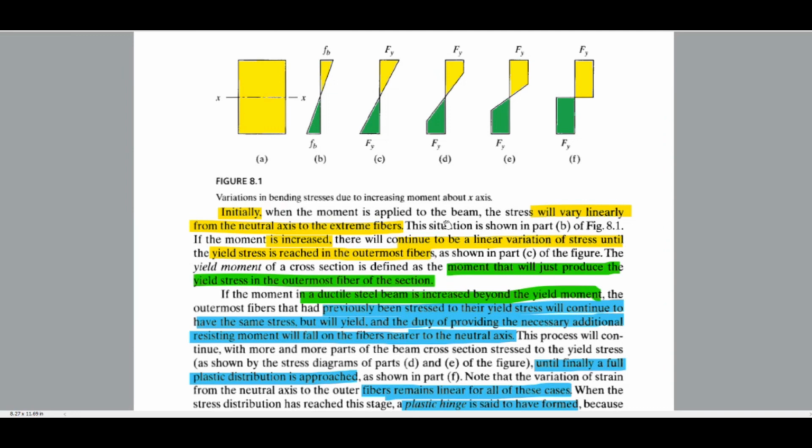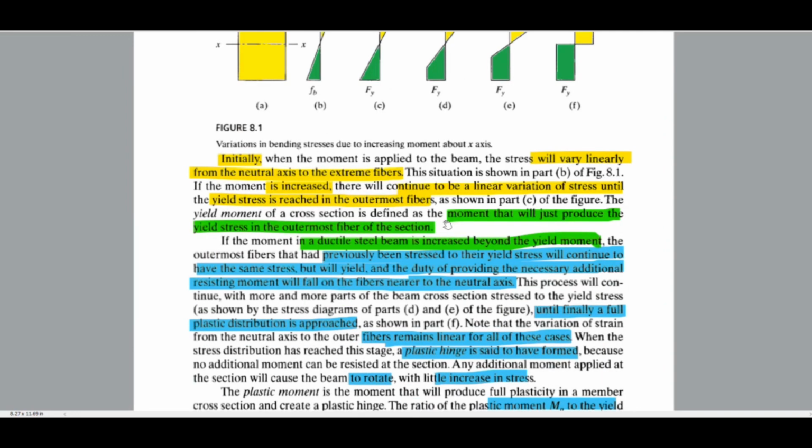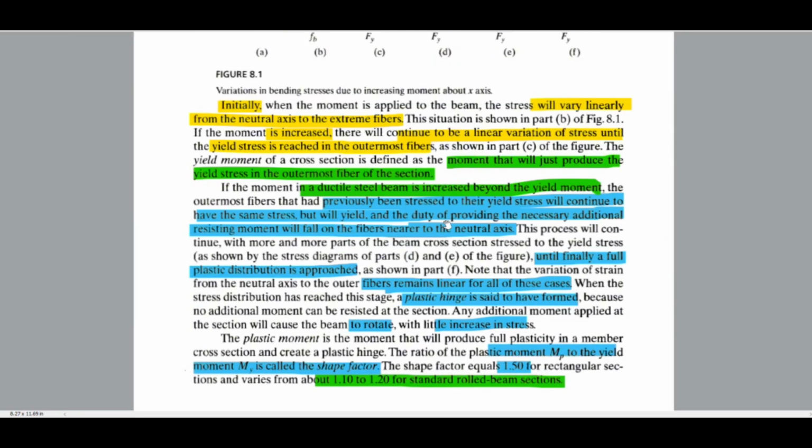When the stress distribution has reached this stage, a plastic hinge is said to have formed, because no additional moment can be resisted at this section. Any additional moment applied to the section will cause the beam to rotate, with little increase in stress. The plastic moment is the moment that will produce full plasticity in a member cross section and create a plastic hinge. The ratio of plastic moment to yield moment is called the shape factor. The shape factor equals 1.5 for a rectangular section and varies from about 1.1 to 1.2 for standard rolled beam sections.